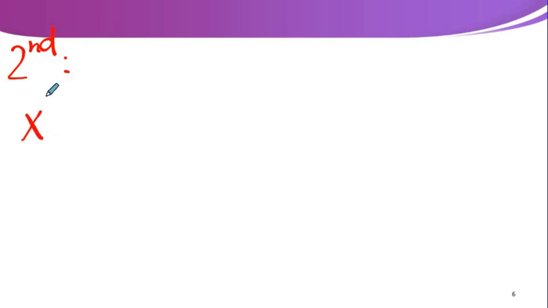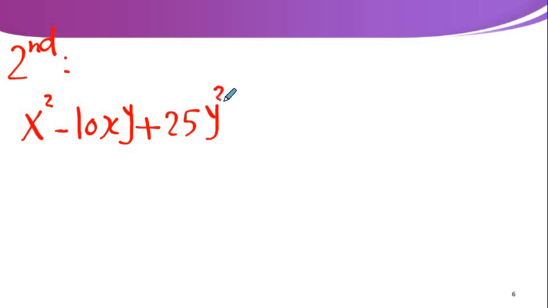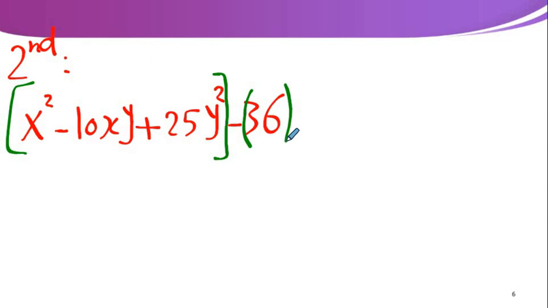X to the power 2 minus 10xy plus 25y to the power 2 minus 36. Here we can divide the expression into two groups, but the first group of 3 terms and the second group of 1 term, a trinomial and a binomial. So x to the power 2 minus 10xy plus 25y to the power 2 as a group, and 36 as another group.